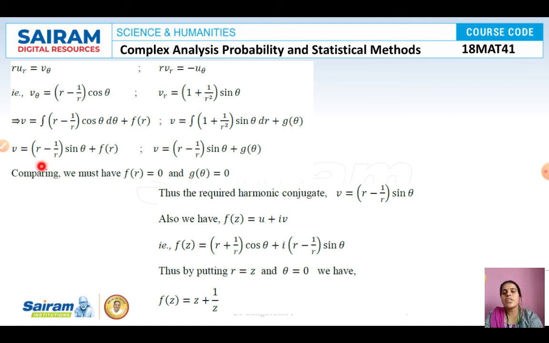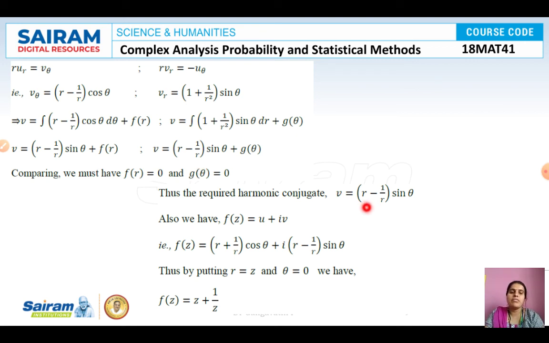So on integration, we get, since integration is with respect to theta, this entire term is a constant. Integration of cos theta is sin theta. And here integration is with respect to r. So sin theta is as it is. Integral of 1 is r and integral of 1 by r square is minus 1 by r, plus g of theta. Now compare. There are two expressions for v. So combine and make it one expansion.